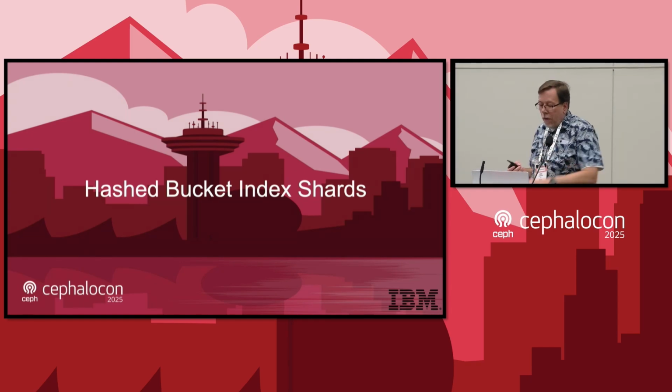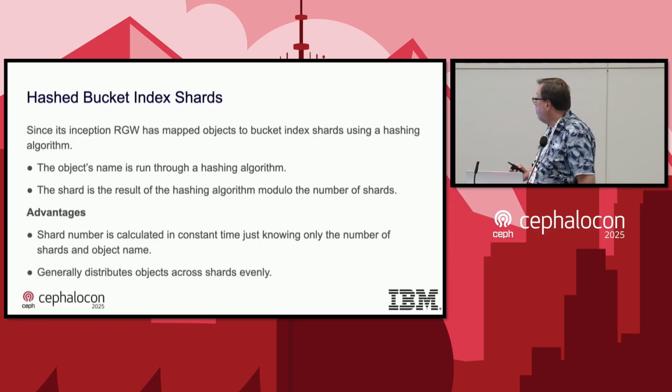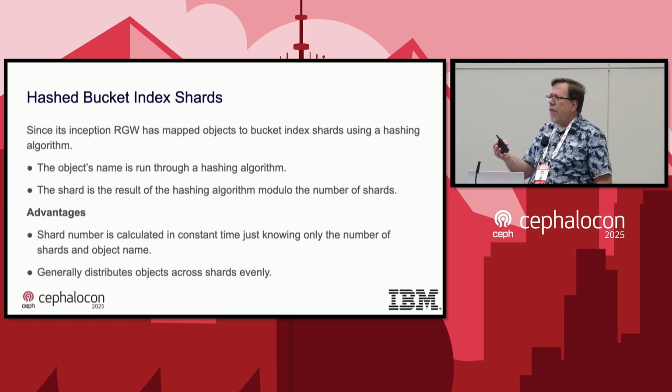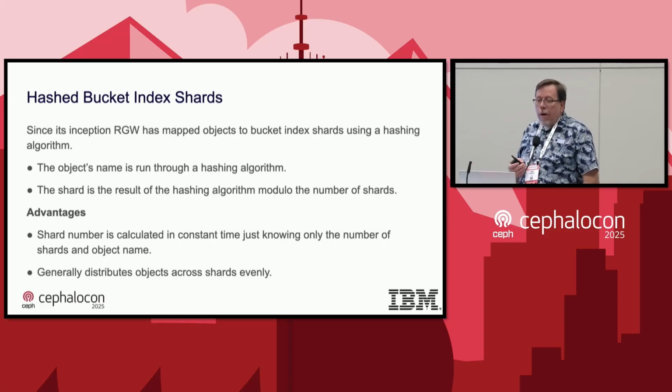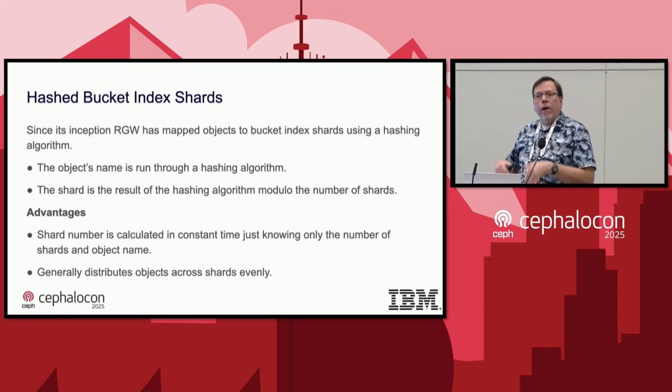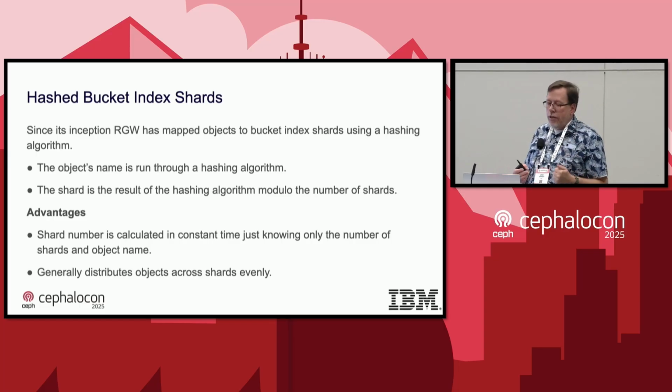Now, currently we use something called hashed bucket index shards. This has been done since the inception, and I think I saw Yehuda in here someplace. I'm sure he's the one who ultimately implemented this a while back. We take the object's name, we run it through a hashing algorithm, and then we use the modulo operation to figure out which shard that object goes onto.